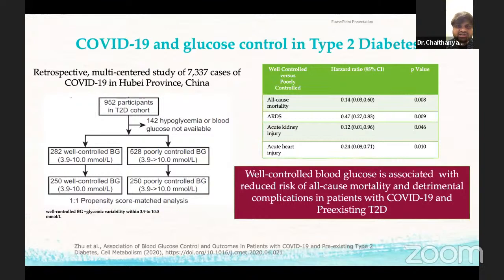This is one more study that was done in the same Hubei province where COVID-19 originated. 962 patients were studied. Finally, they were able to study 500 patients. 250 of them had well-controlled diabetes and 250 of them had uncontrolled diabetes. And if you look at the all-cause mortality rate, the mortality, acute kidney injury, acute heart injury, or acute respiratory distress syndrome was more severe in patients having uncontrolled diabetes. Next slide.